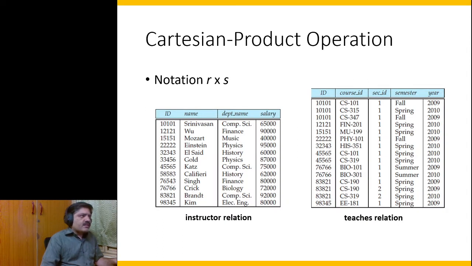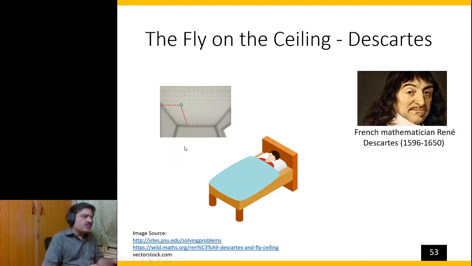So here is the cross product, the Cartesian product operation, used with the notation x. So R cross S would take every row of a relation R and append every tuple of relation S along with it. So when I say append, what happens is that along with this tuple, we have this entire tuple appended horizontally, and then we make a copy of the first tuple once again and then append the second tuple of the teacher's relation along with it, and so on. So let me show you how it looks.